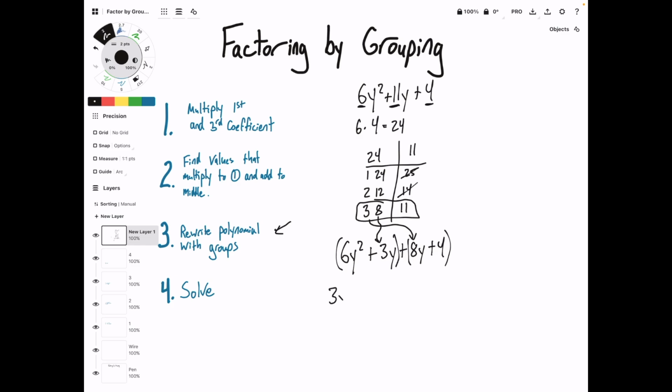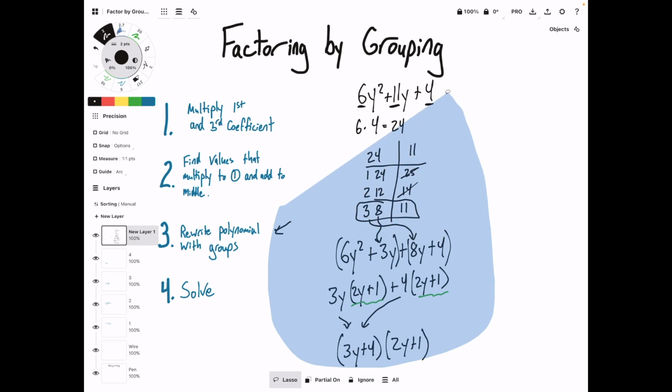We're going to pull a 3y out of this first part, which is going to leave us with 2y plus 1. And then for the second part, we're going to pull out 4. So that's going to leave us with 2y plus 1. And again, these two numbers are matching up. So looks like we're on the right track. And then we're going to rewrite our final factored form as 3y plus 4 times 2y plus 1. Okay, that's that question. Let's try another one.